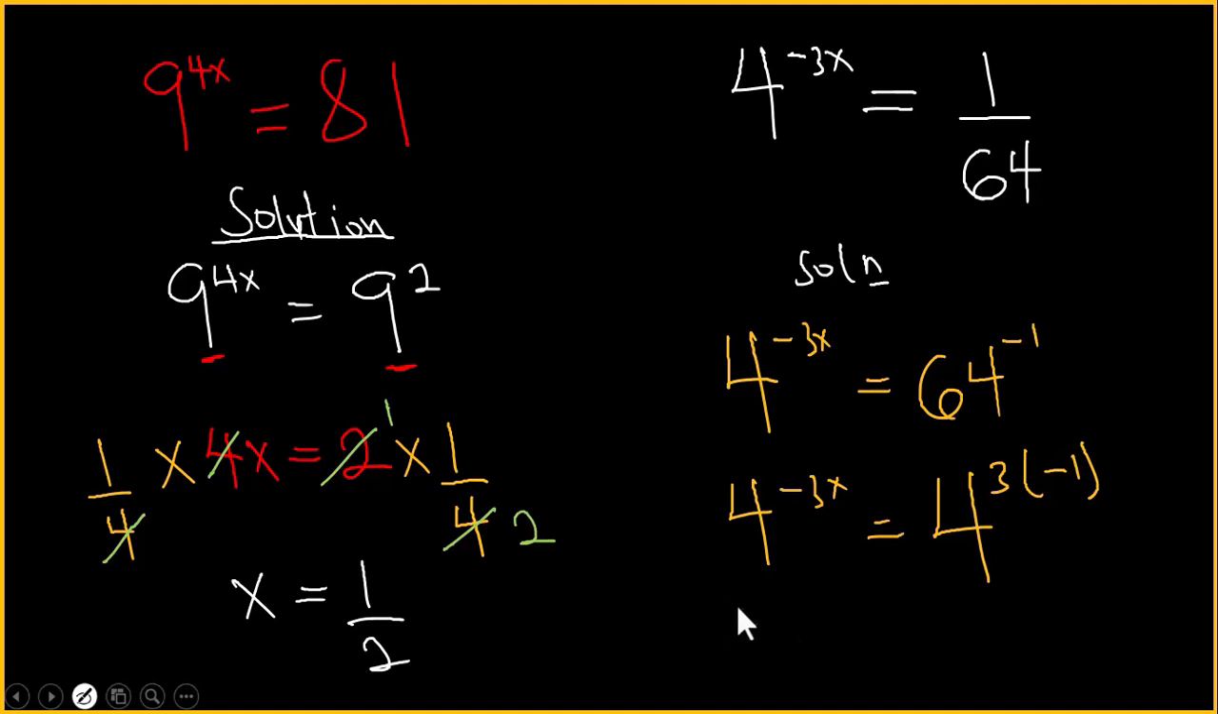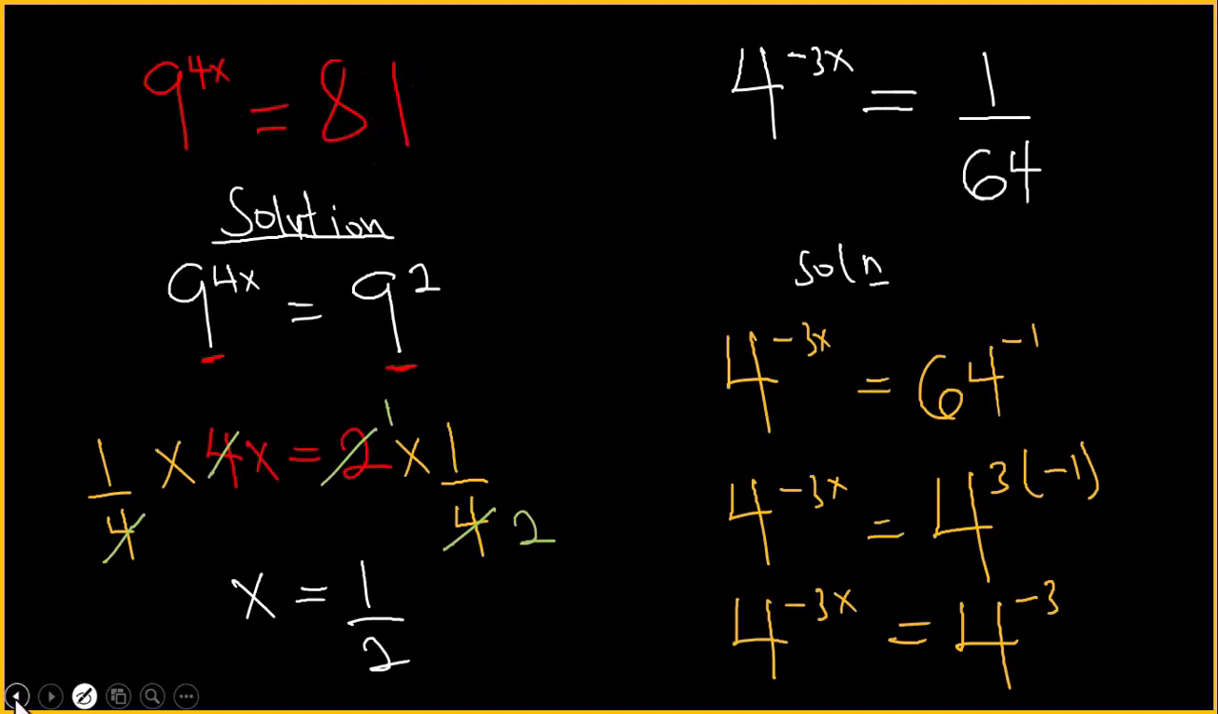Now 4 raised to the power negative 3x equals 4 raised to the power, so we have 3 multiplying negative 1, which yields negative 3. 4 raised to the power negative 3x equals 4 raised to the power negative 3. So let's go back and check. 4 raised to the power negative 3x equals 4 raised to the power negative 3.